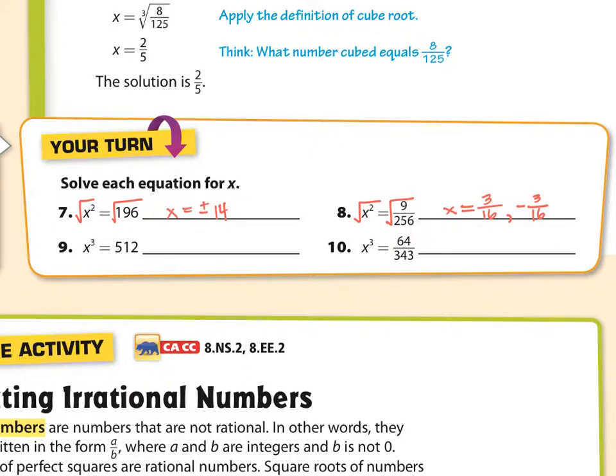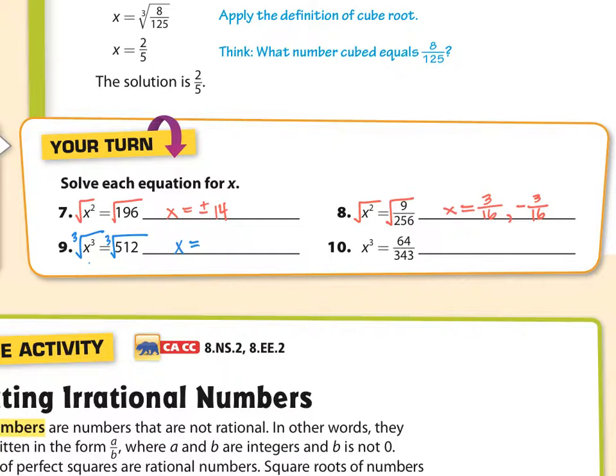Number 9, so we have x cubed, which means I need to do a cube root this time. So notice how I wrote that in blue. And a cube root of 512. So x is going to equal whatever the cube root of 512 is.